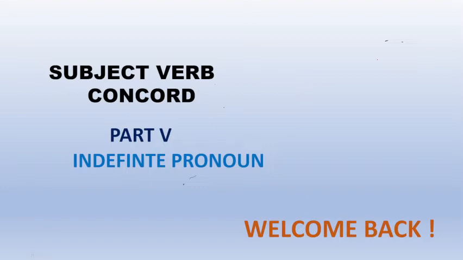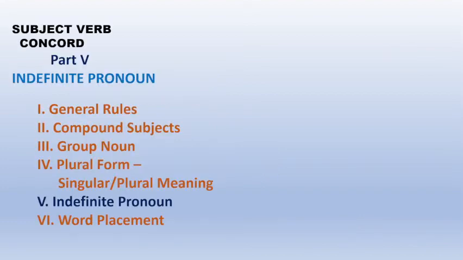As we know, we have already started the series of subject-verb concord, and till now we have studied four parts of it. In this session today, I am going to explain the fifth part of subject-verb concord, that is indefinite pronoun. Let's get into the session.